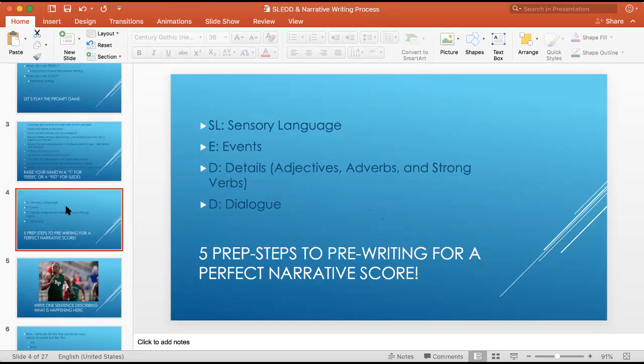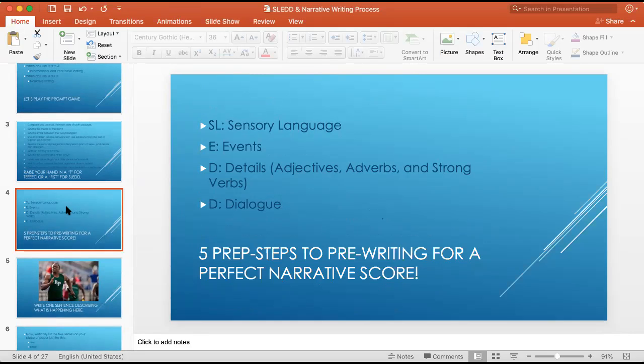All right, so let's jump right in. The pre-writing process for SLEDD consists of sensory language, events, details, and dialogue. Right from the start, I teach the kids a little song to sing with it. I know this doesn't fit everybody's personality, so no worries if you don't want to use it, but I say, sensory language, events stay the same, details and dialogue.